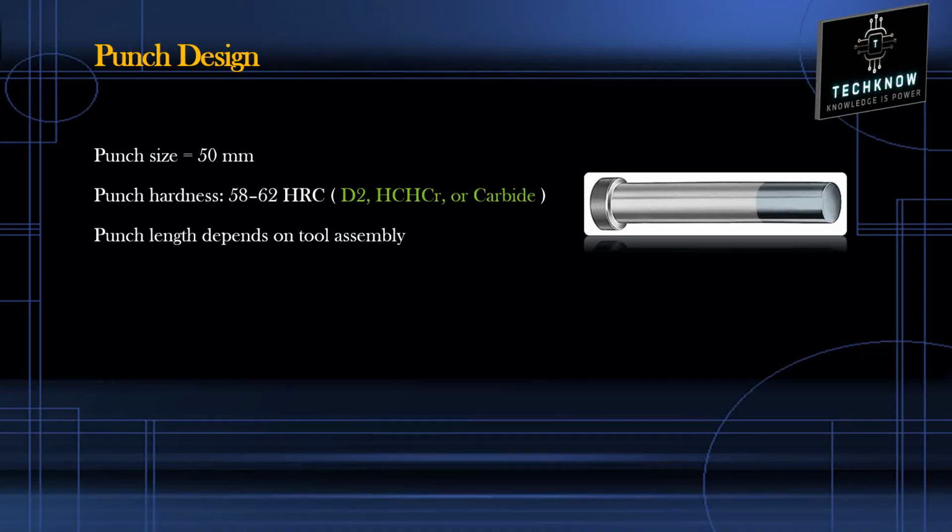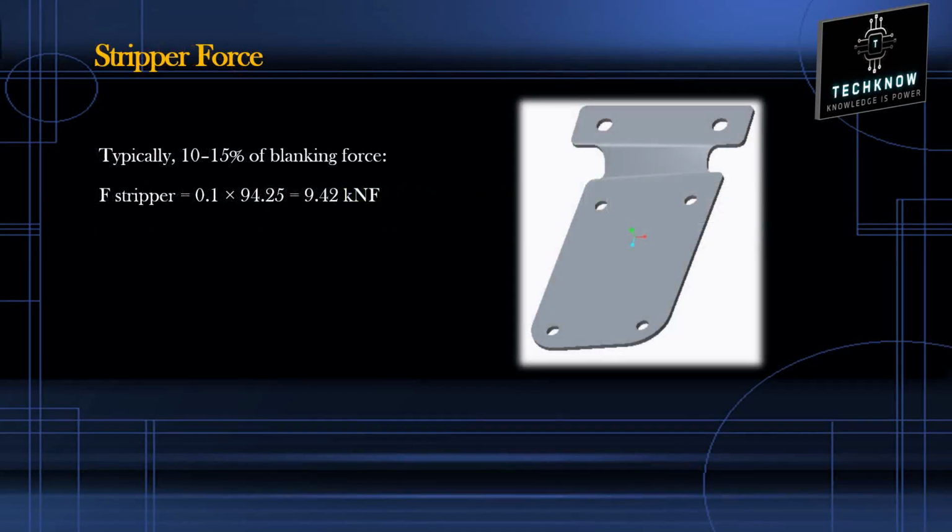Punch design. Punch size equals 50 millimeters. Punch hardness, 58 to 62 HRC, D2 HCHCR or carbide. Punch length depends on tool assembly. Stripper force is typically 10 to 15% of blanking force. F stripper equals 0.1 times 94.25 equals 9.42 kilonewtons force.